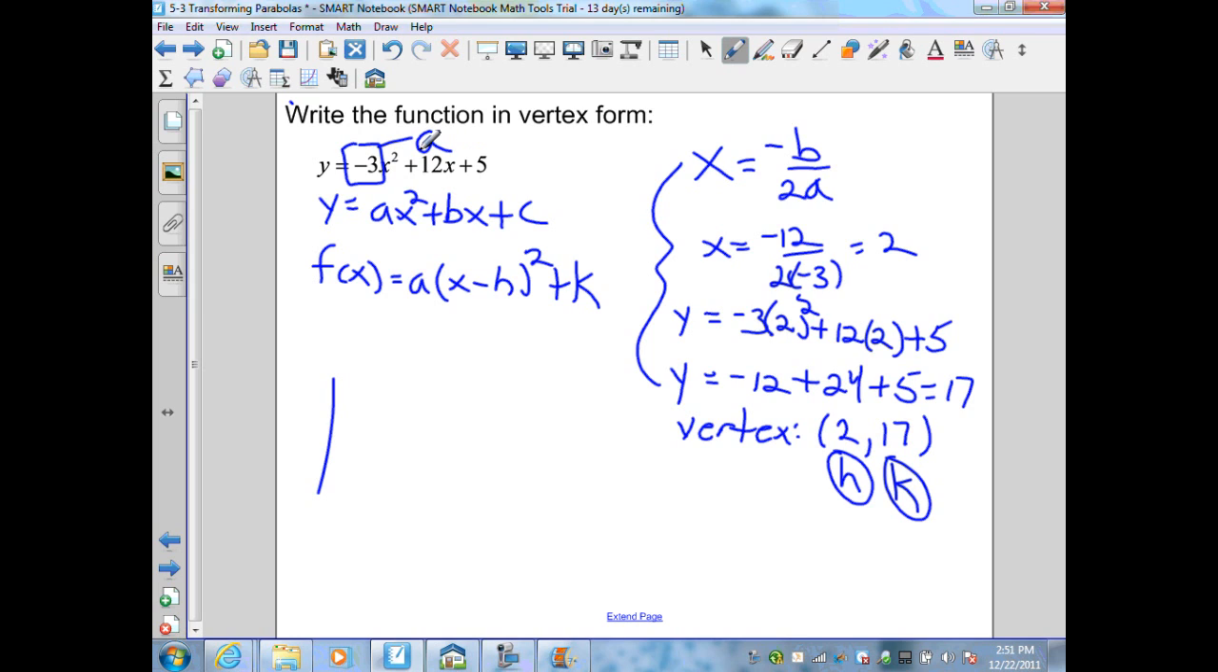I can now substitute these three variables into my general function for the vertex form. f of x equals a, which we know is a negative 3. And if I graphed, I know my parabola would open downwards. x minus h, h we know is 2. And we know that k is a positive 17. So this standard form, y equals negative 3x squared plus 12x plus 5, can be written in vertex form, which is f of x equals negative 3 times x minus 2 squared plus 17.